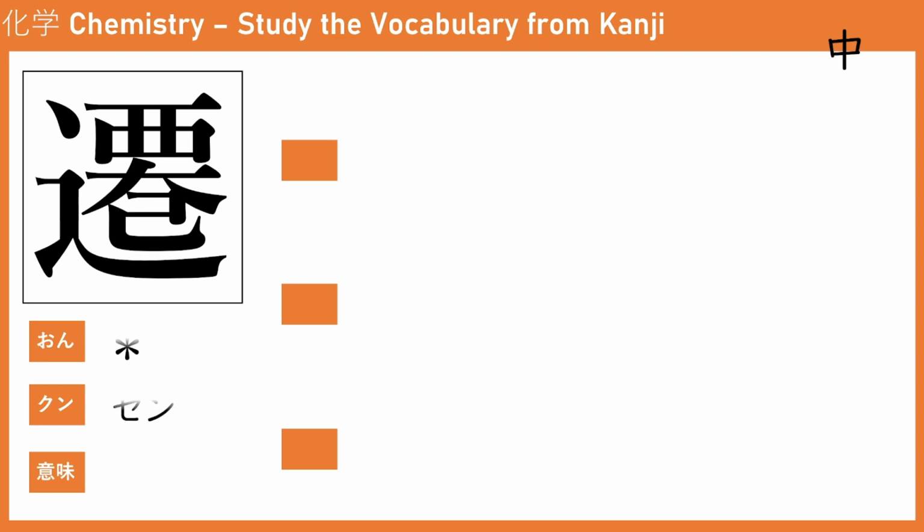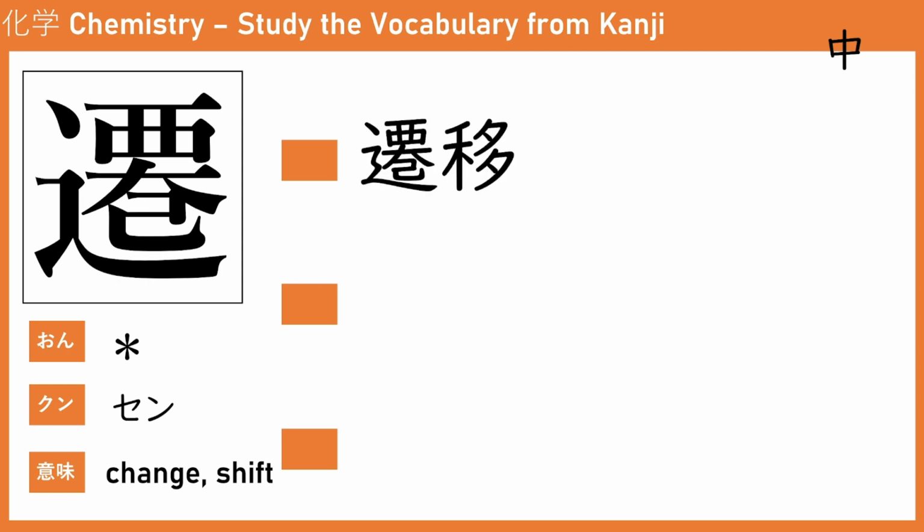The next one is sen. Okay, so this kanji is kind of difficult to write, but you have to try. Sen means to change, to shift. So in chemistry, we learn this kanji in seni. It's not seni, it's seni. Okay. Seni means shift or transition. So when it transforms, it transitions from one stage to another stage, from one type to another type.